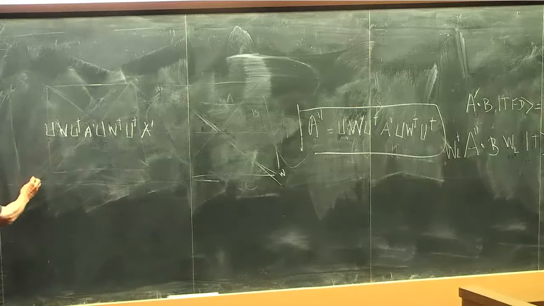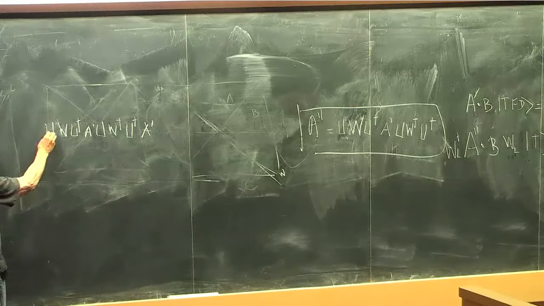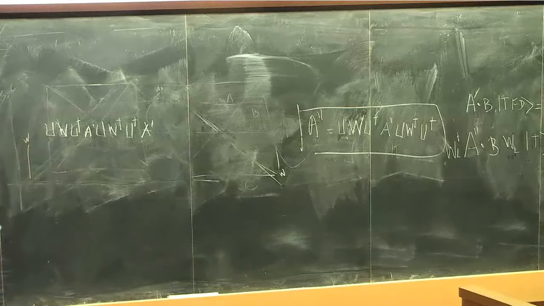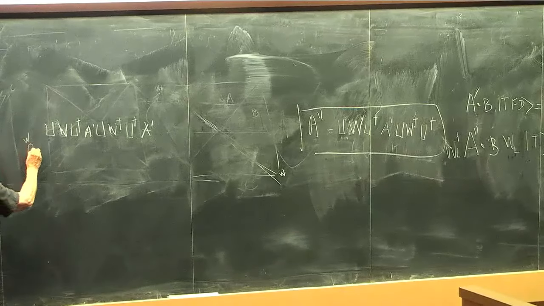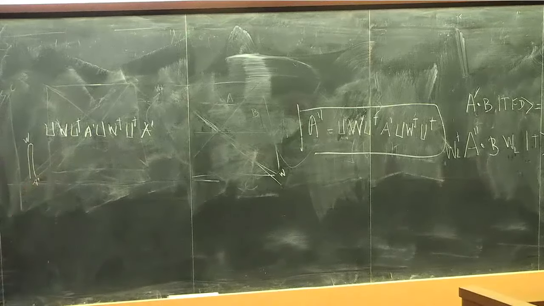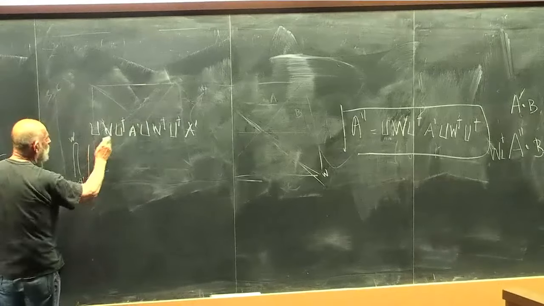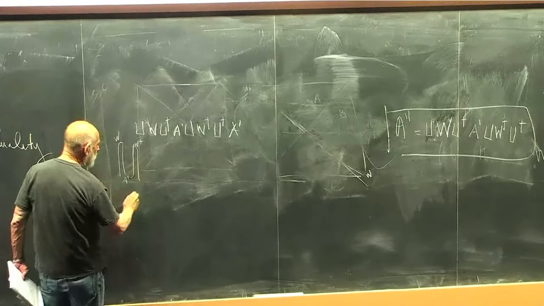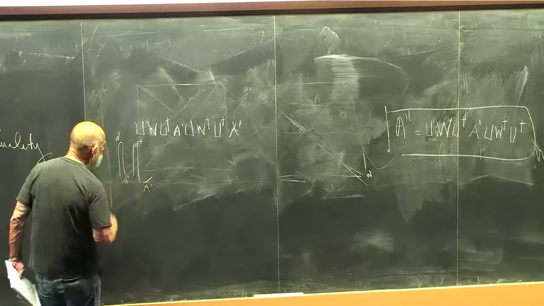It corresponds to a time evolution from t equals 0 to the place where W is inserted, and then a time evolution back to where A prime is inserted, and then a time evolution up again to where W dagger is inserted, and then a time evolution back down, and then A prime is inserted again.